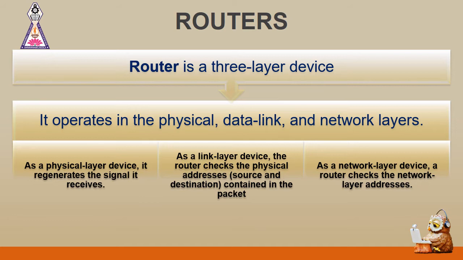At the link layer, as a link layer device, it checks the physical address of the source and the destination that is contained in any particular packet that is received. And at the network layer, it will check the network addresses of the source and destination and accordingly take the decision regarding the forwarding and retaining of the information, decapsulation of the information.